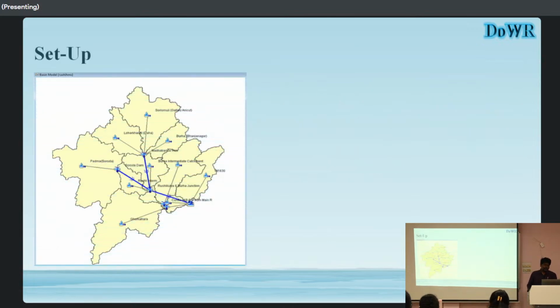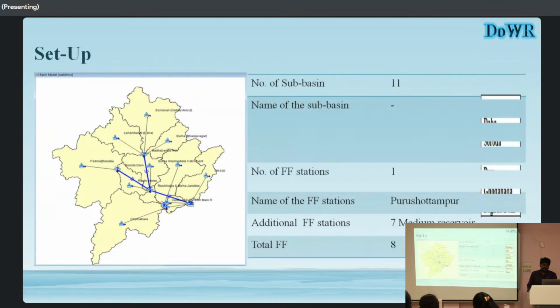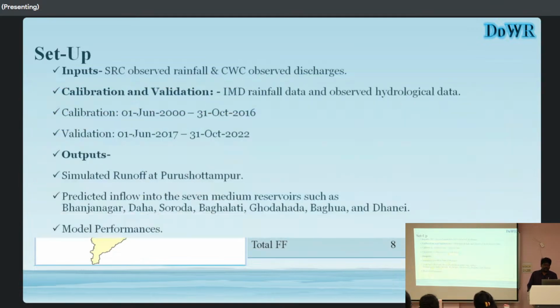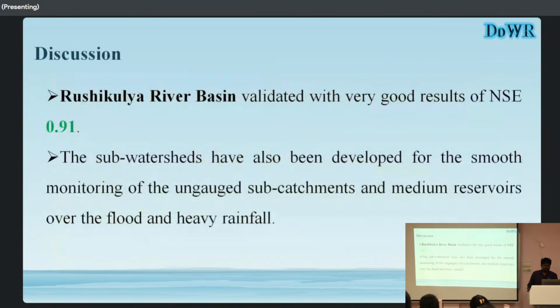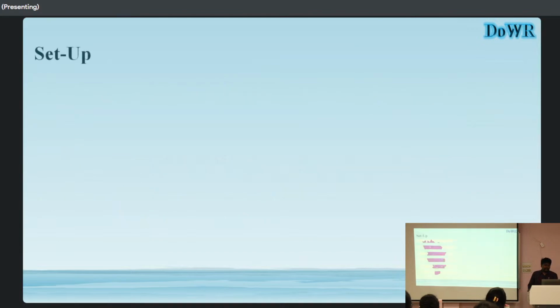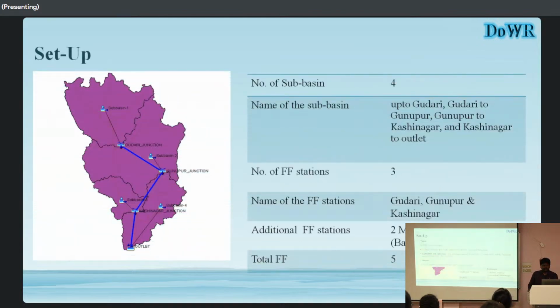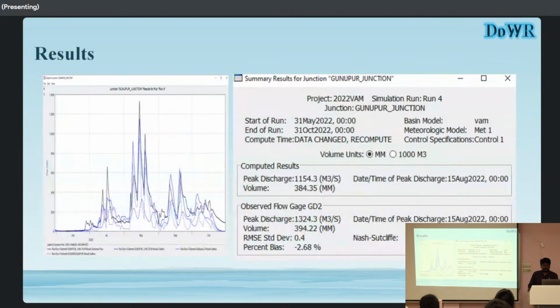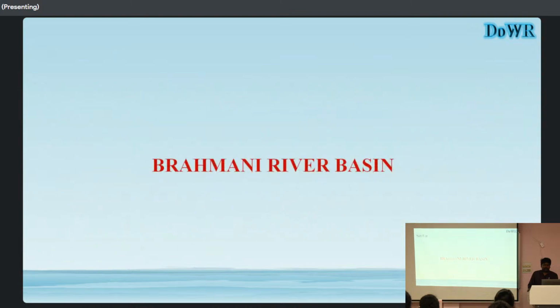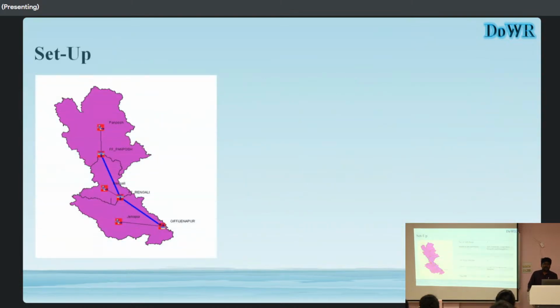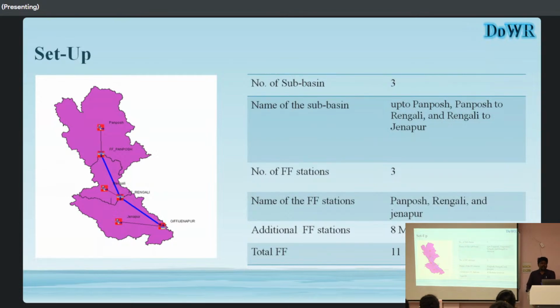This is the Rushikulya basin, with Vansadhara and Measure reservoir. Rushikulya has very good results, like 0.91. This is Bansadhara basin. This is Brahmani basin, Panposh, Rengali, Jaraikela, three sub basins.